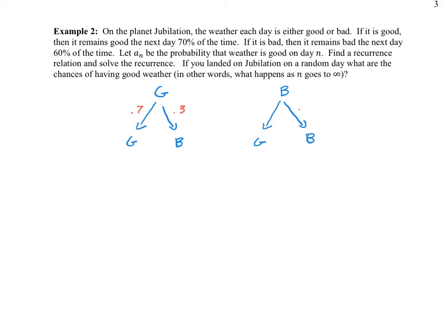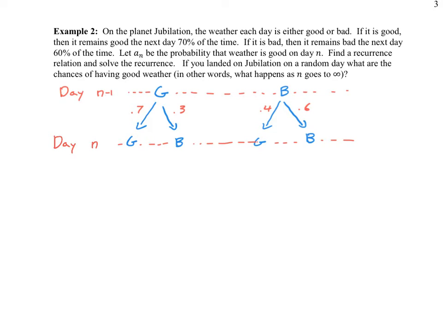Now if it switches over to bad, that would happen at 30%. So we'll write everything out of one, write our percentages in decimal form. Now the bad weather days stay the same 60% of the time, and they swap over to good weather days 40% of the time. So we'll picture this top line, let's say as day n minus 1. So this is day n minus 1, and then we transition to day n. This is going to help us build our recurrence relation.